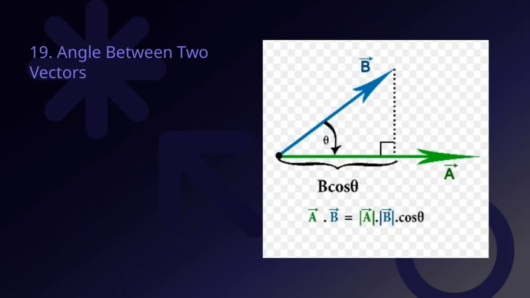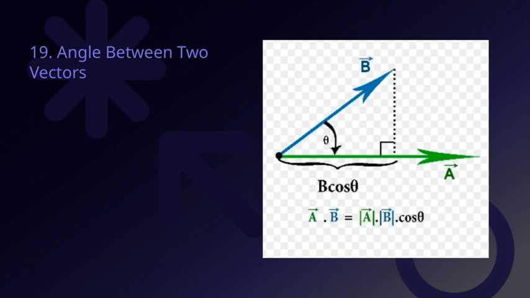Let's talk about the angle between two vectors. This is a fundamental concept because it helps us understand how vectors relate to each other in space. When we talk about the angle, we're essentially measuring how much one vector is rotated relative to the other. If the vectors point in the same direction, the angle is 0 degrees, meaning they are aligned. If they point in exactly opposite directions, the angle is 180 degrees, and if they're perpendicular, the angle is 90 degrees.